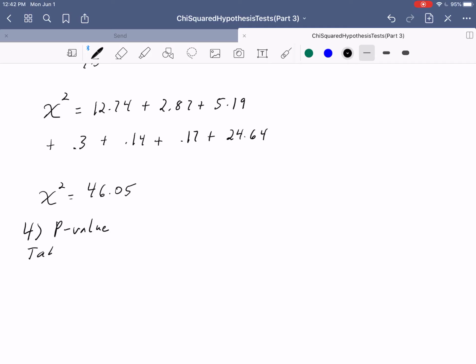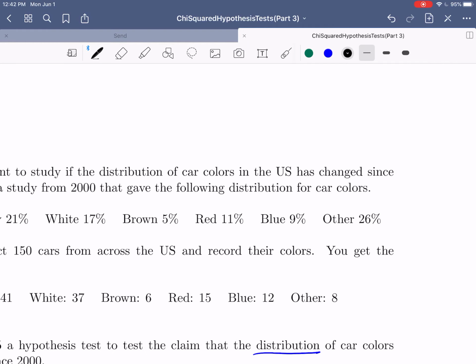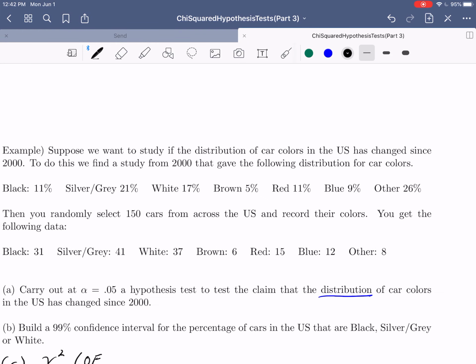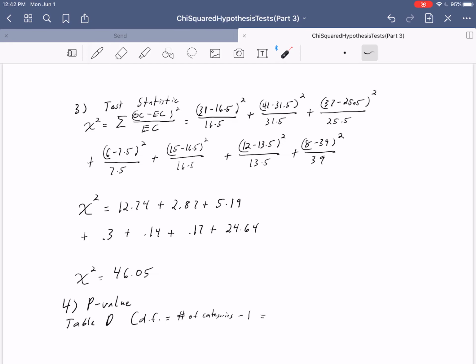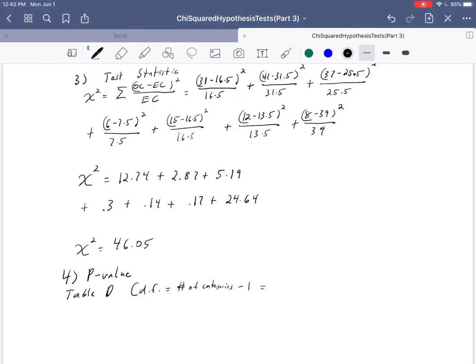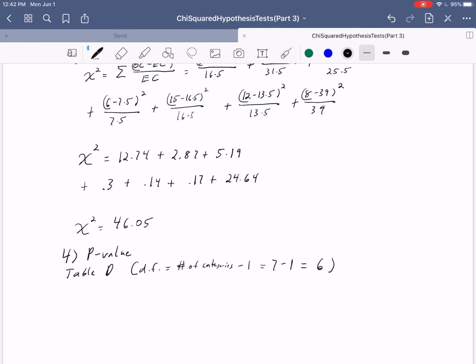So we'll need to jump onto table D, and we'll need to know our degrees of freedom. What is our degrees of freedom? Well, it's our number of categories minus 1. So let's take a look. How many categories do we have here? Well, we had 1, 2, 3, 4, 5, 6, 7. We filed every vehicle into one of 7 categories. So 7 minus 1 equals 6. So we have degrees of freedom 6, and we have a chi-squared of 46.05.